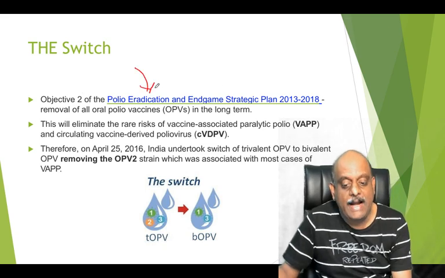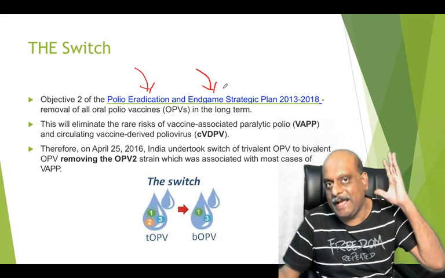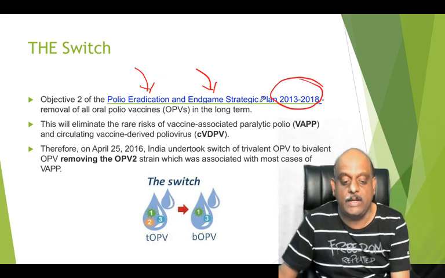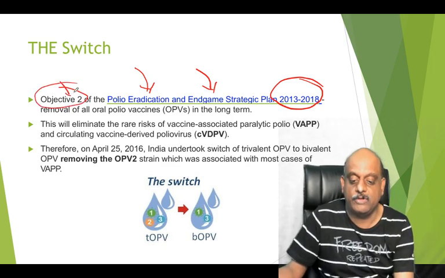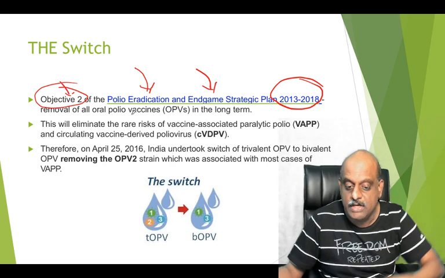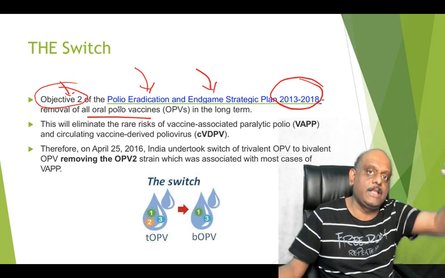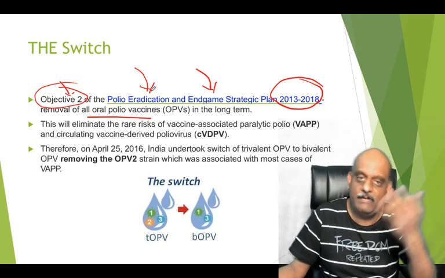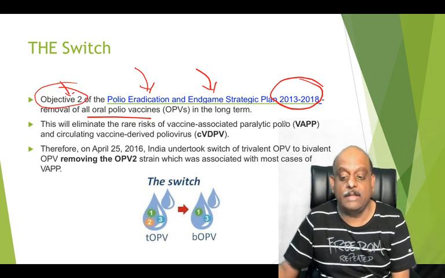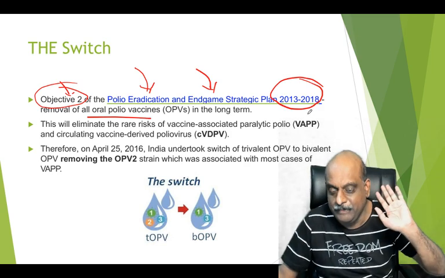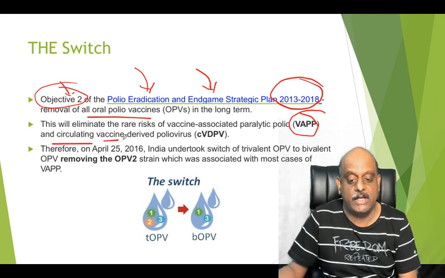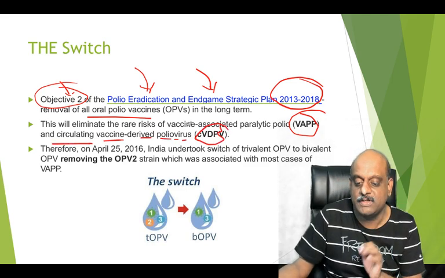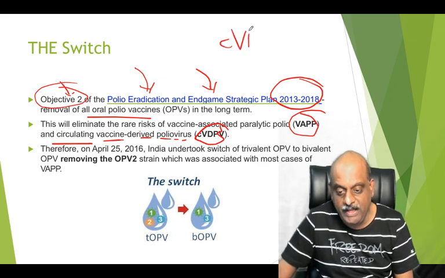So, the polio eradication and end game strategic plan was done from 2013 to 18. What is the main objective? One of the objectives of the polio eradication and end game strategic plan is to remove all oral polio vaccines in the long term. OPV has to go. So the main idea is that by eliminating OPV, you are eliminating vaccine associated paralytic polio and also the circulating vaccine derived polio viruses, cVDPV and VAPP.